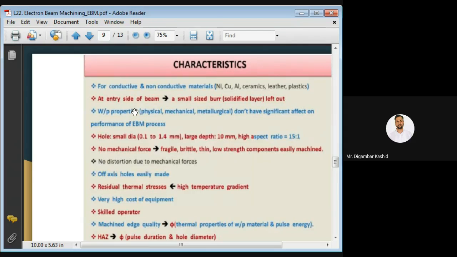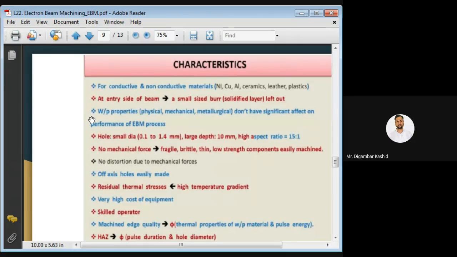Workpiece properties like physical, mechanical, and metallurgical do not have a significant effect on the performance of this electron beam machining process. So workpiece property does not have any effect on the performance of electron beam machining. This is one of the important points. One is regarding the material, and the second one is about that property.